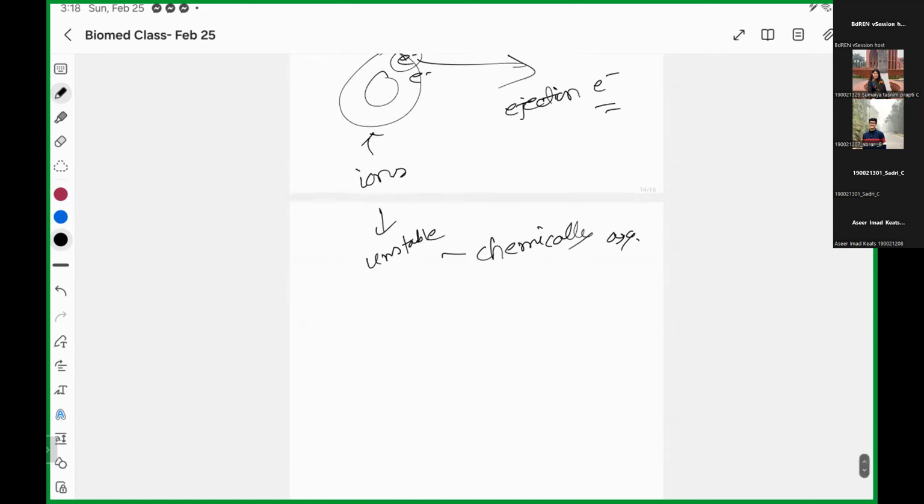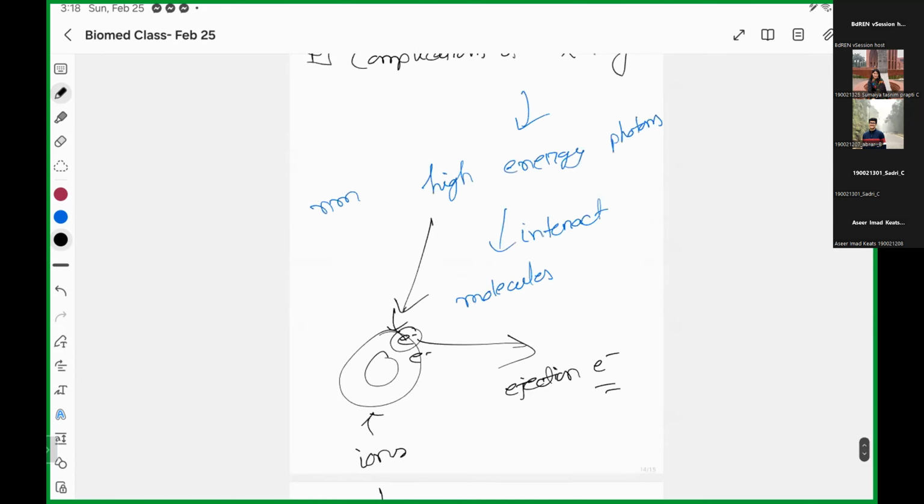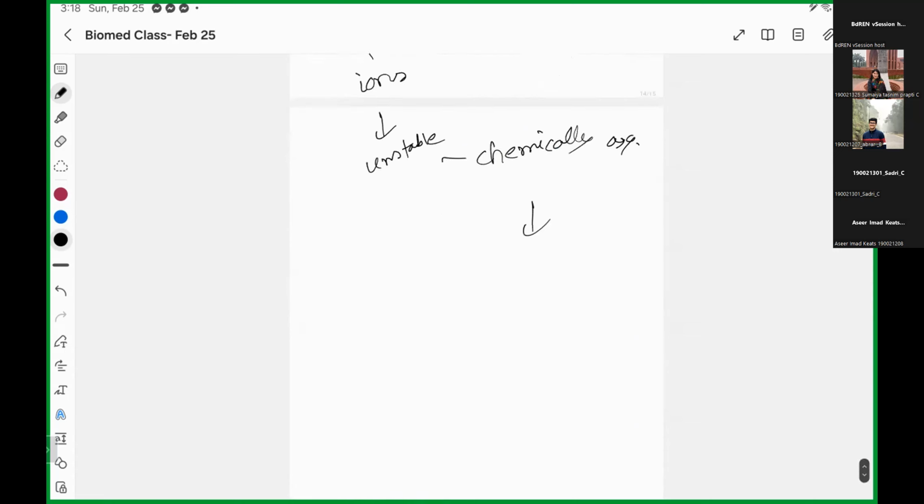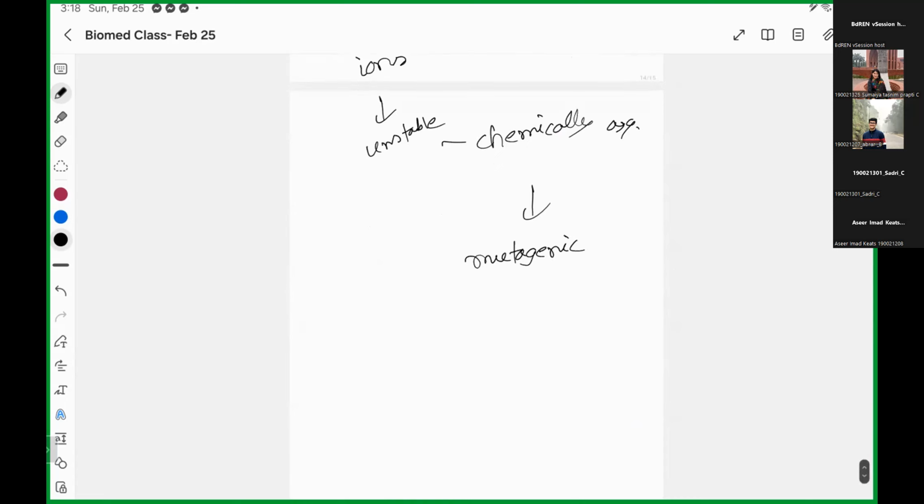Like if it is reacting with X-ray images, high energy photons, if it is reacting with the DNA molecules, it will change your DNA. This is called a mutagenic change. So X-ray should not be allowed freely, because it can actually change the DNA, but the long-term effect is limited.